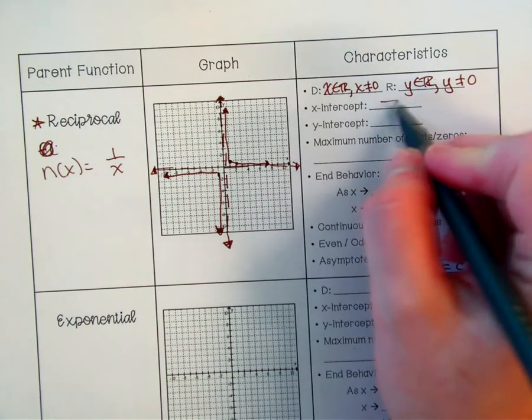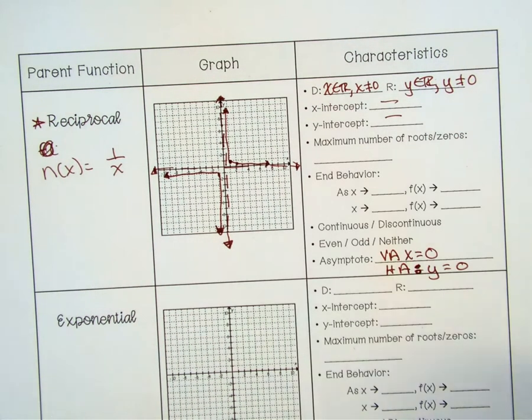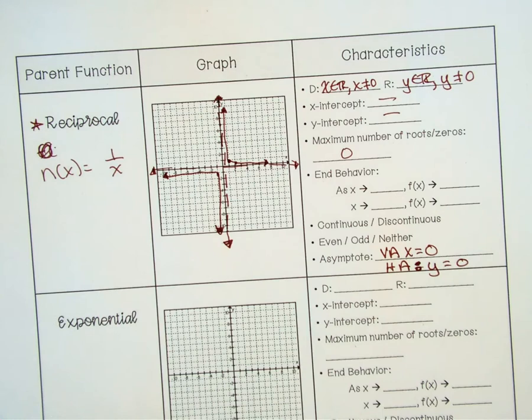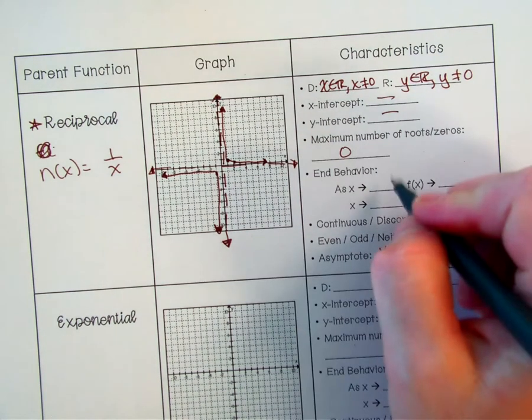There is no x-intercept or y-intercept. So don't put 0, because 0 is an actual value. It's going to be nothing. There is no x or y-intercept here. So then there's no roots, because remember, a root is your x-intercept. And if we don't have an x-intercept, we can't possibly have a root. So that's going to be nothing.